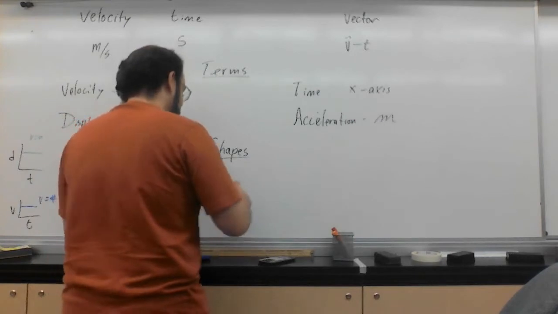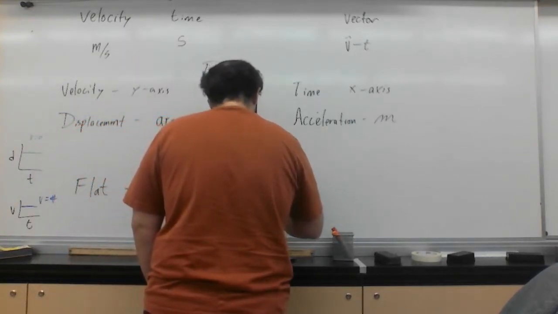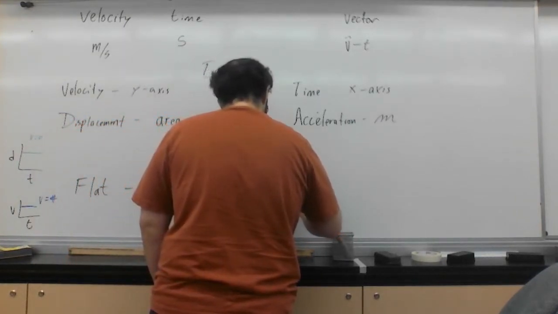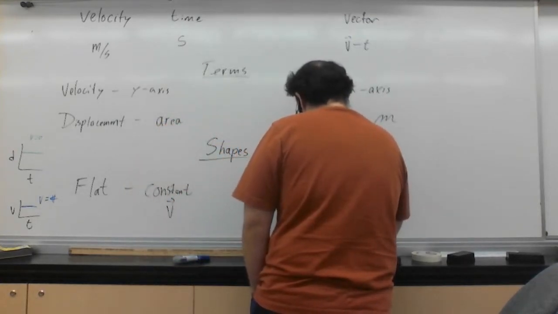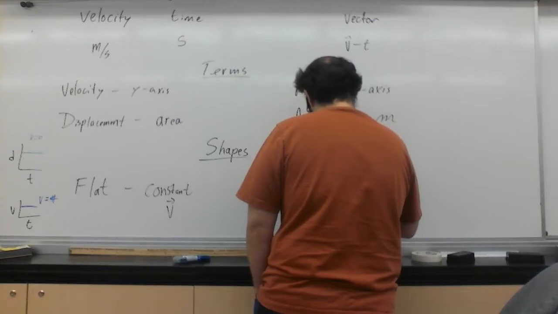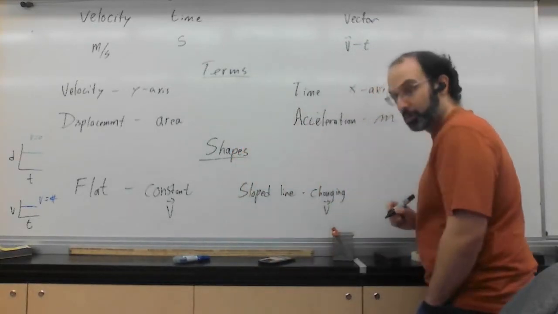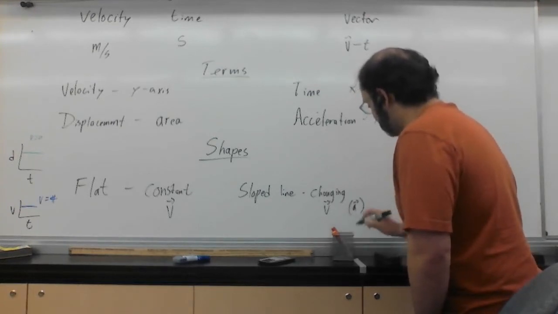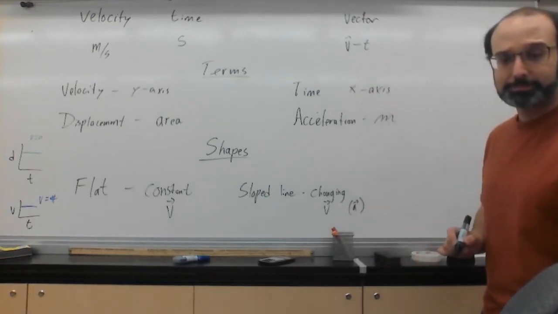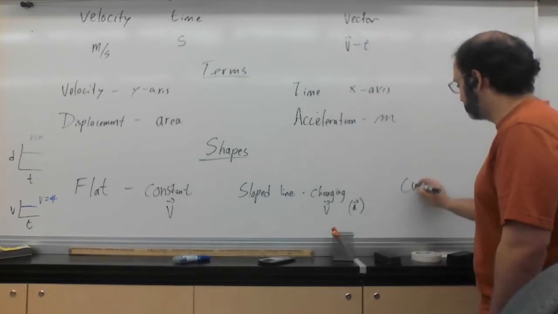Speaking of slightly different, a sloped line. This means changing velocity. Or put another way, means there's an acceleration.